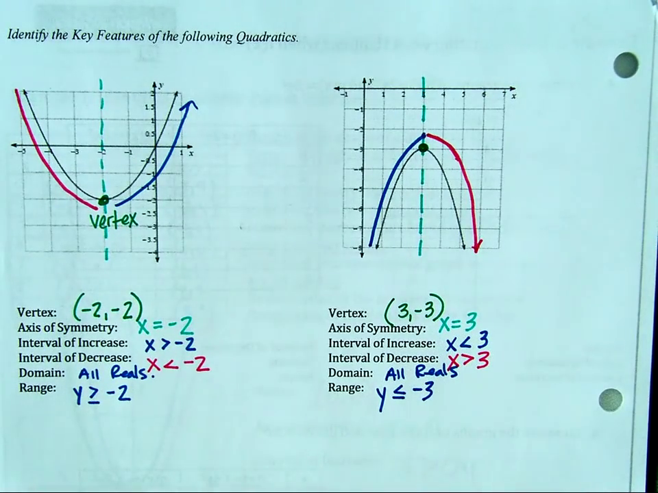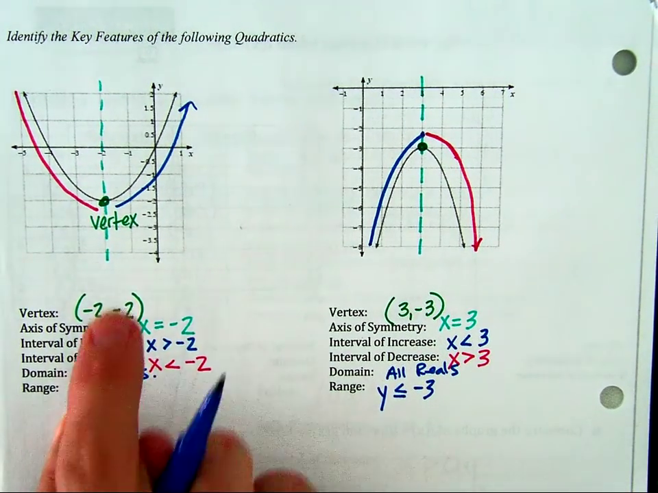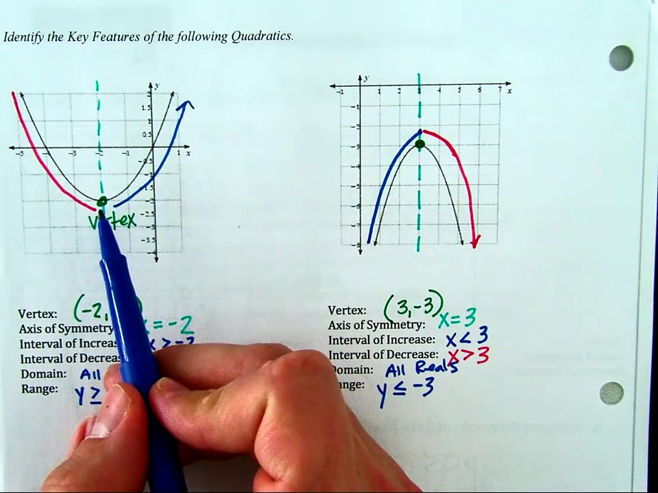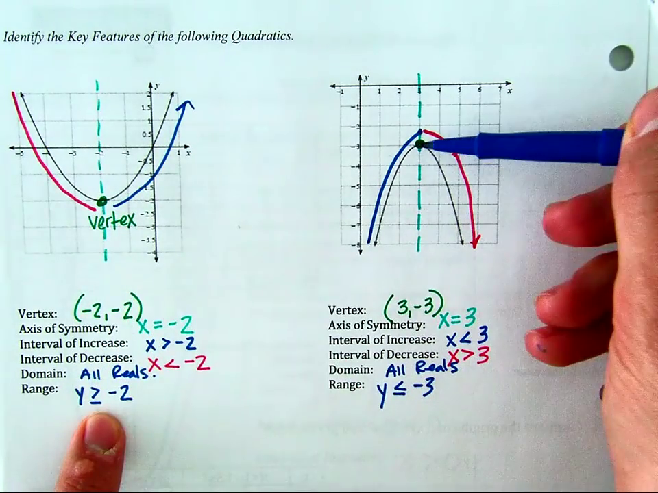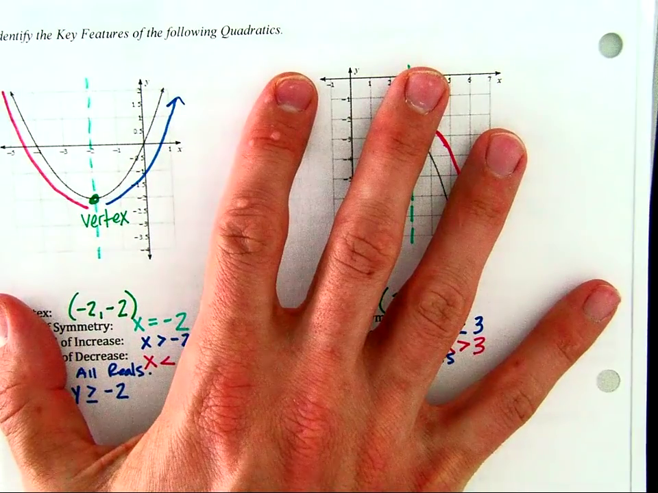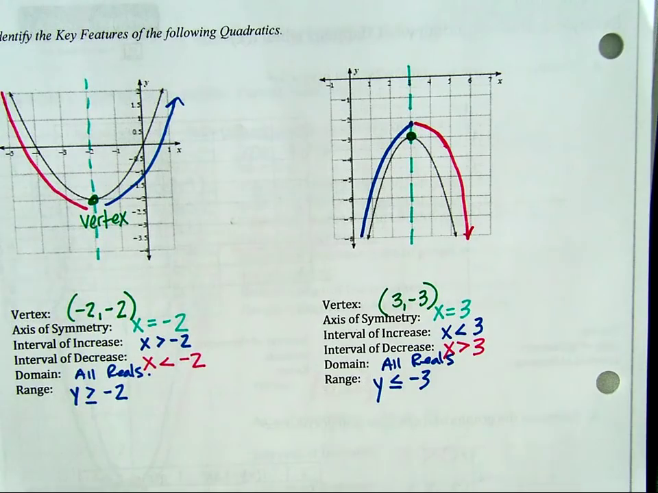Over here, because our graph went up like this, we said the range was y is greater than or equal to -2. But here where it goes down, the range is less than or equal to -2. So one of your assignments today is simply going to be looking at identifying the key features here. If you will turn back to the second page, take a look at example 2, and then we will finish these up.